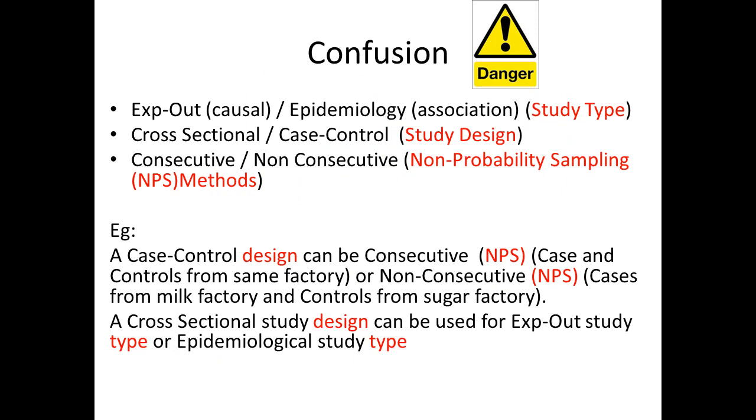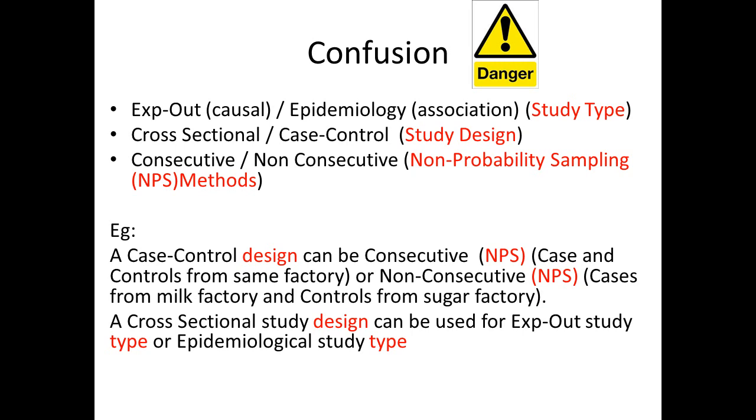Now, there is a huge source of confusion here, as I mentioned, where people confuse study type with study design and sampling methods. We can use a case control study design, but the sampling into the design can either be consecutive or non-consecutive, right? If I go to one factory and take all those who don't have outcome B and all those who have outcome B, then that is a consecutive design. Everybody has been accounted for. They either have or don't have outcome B.